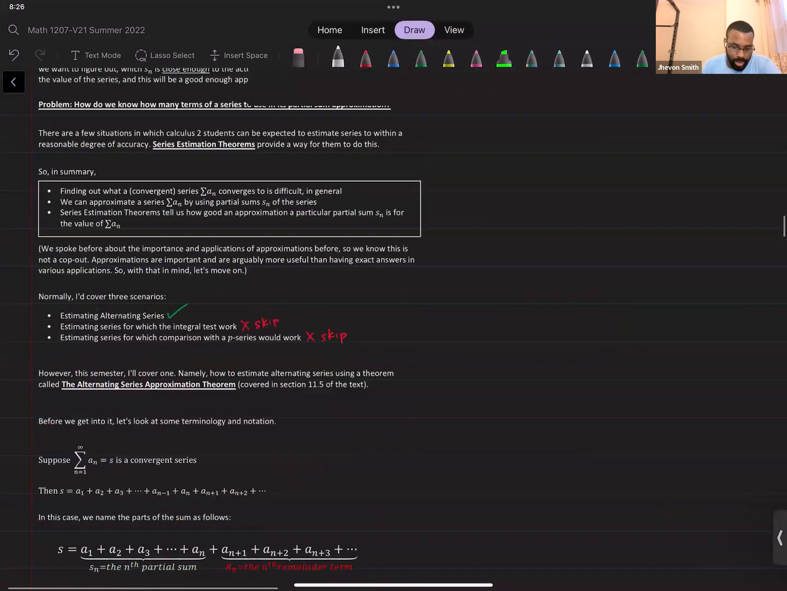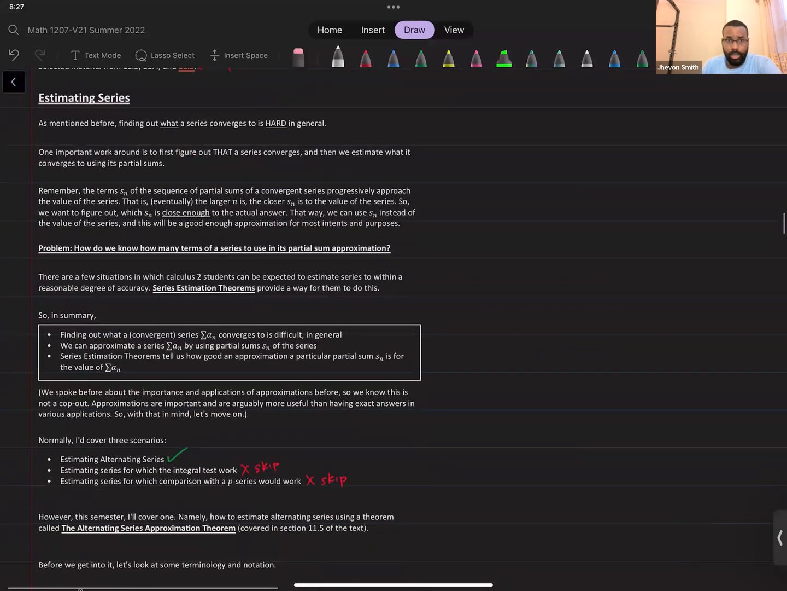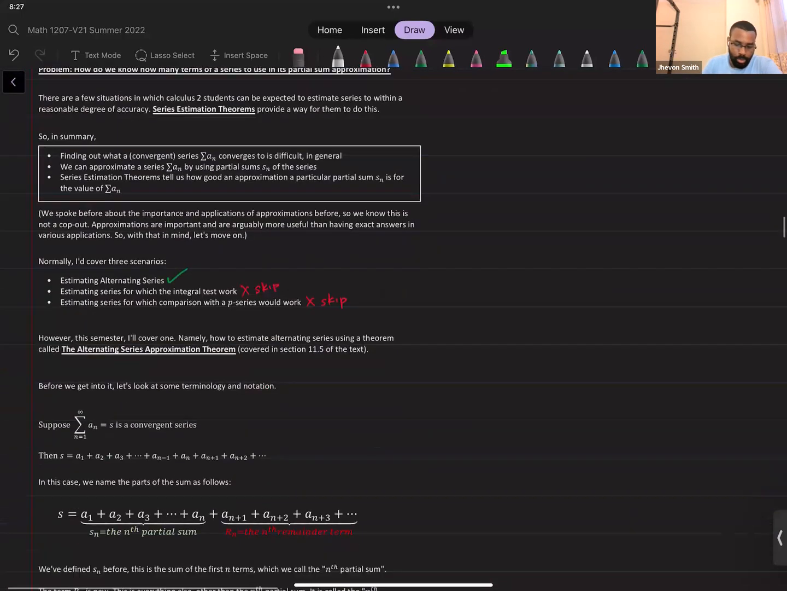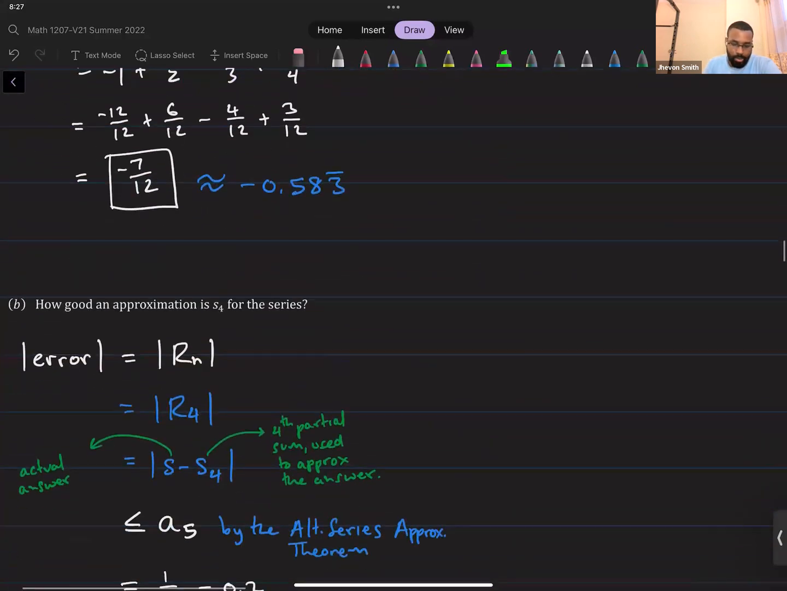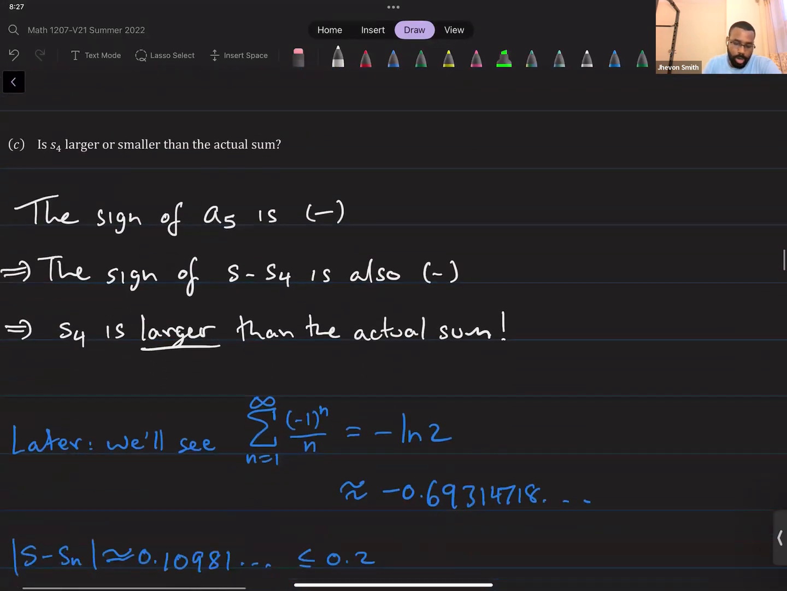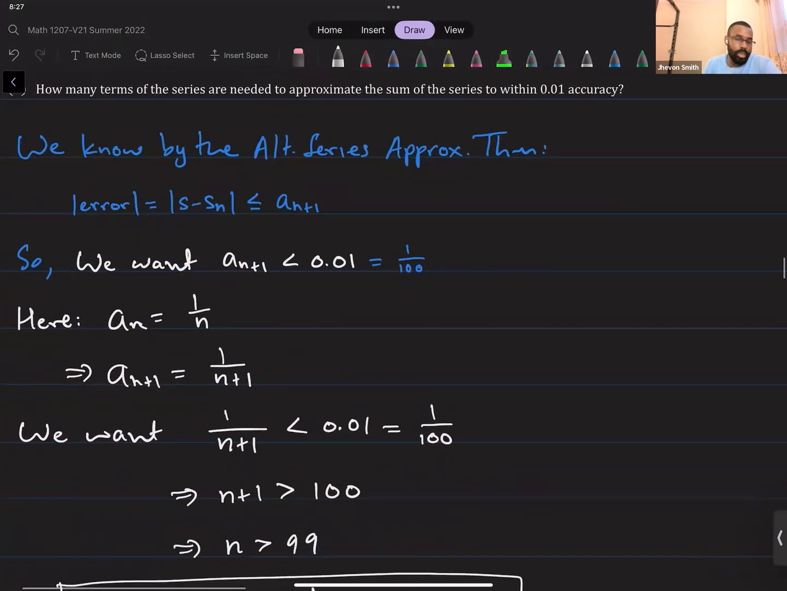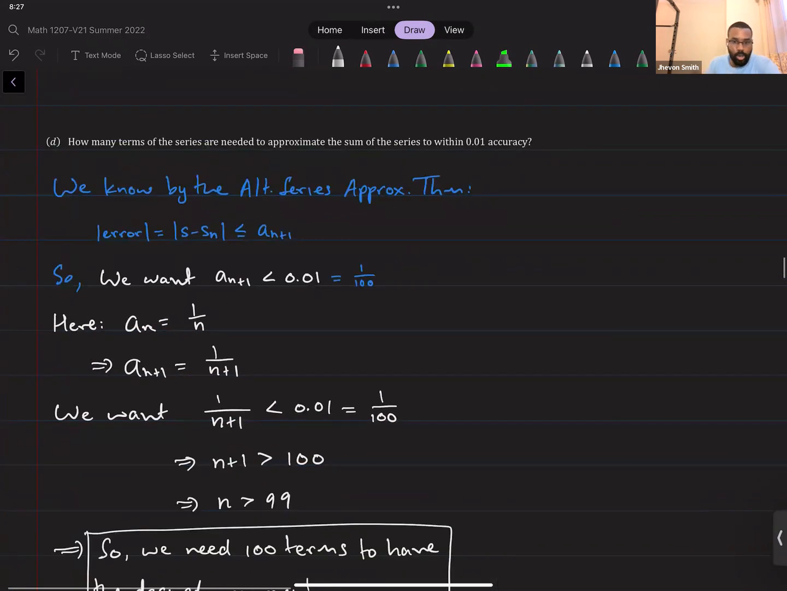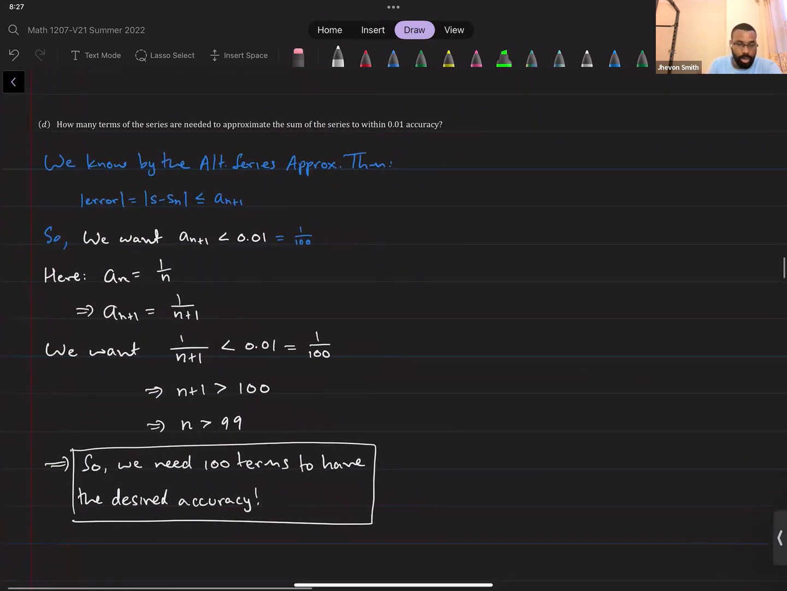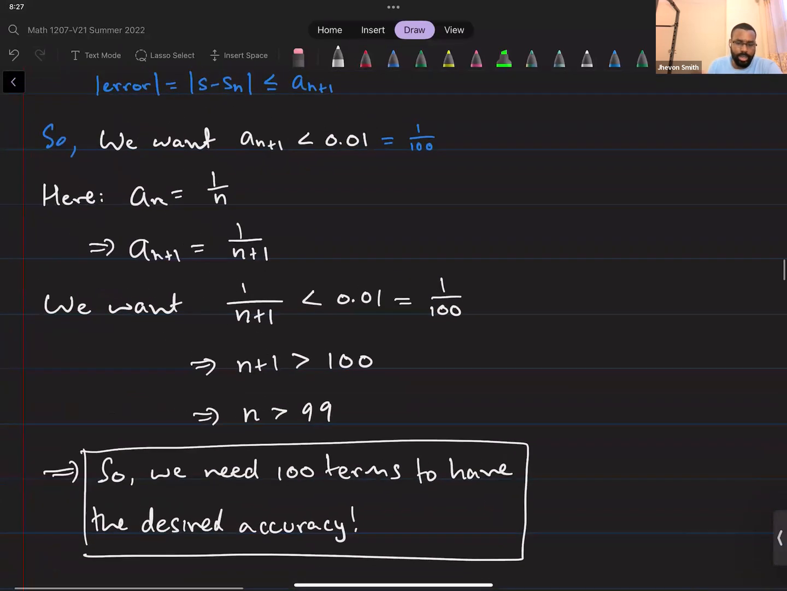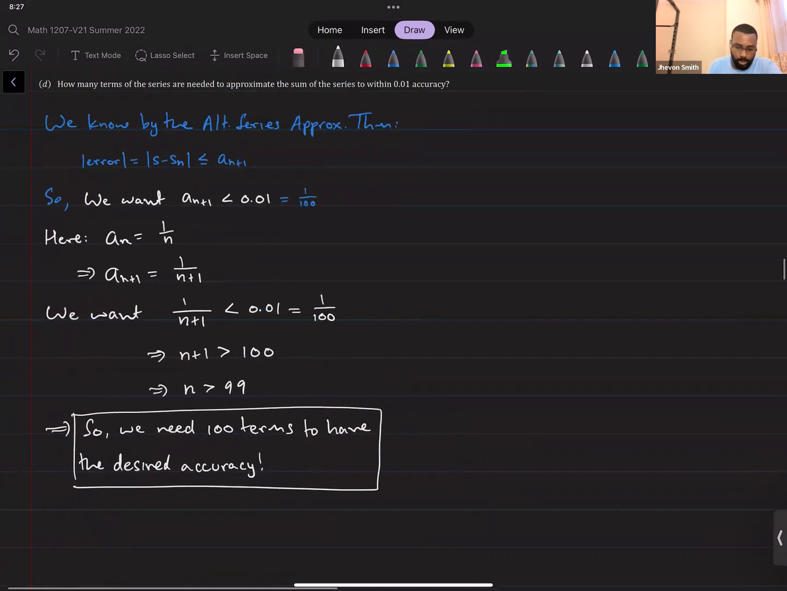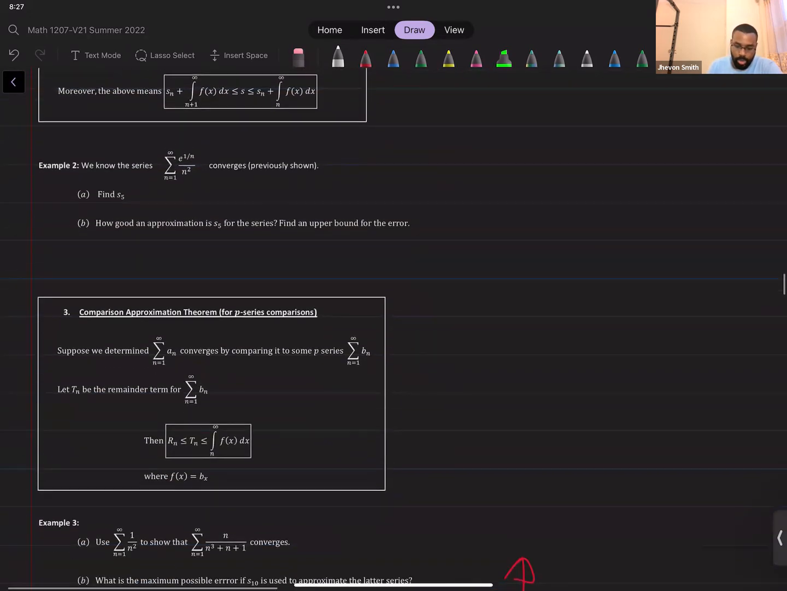So yeah, we have that. And that kind of ends our discussion on estimation of series. There's only one scenario I'm going to ask you to estimate series in, where I'm like, okay, we don't know the real answer, but get me close to this answer. Tell me how close we are. Tell me if we're bigger or smaller. And what if I wanted this to be the error? How many terms would I need? These are questions that I can ask you. And in the case of the alternating series, it shouldn't be difficult. There's no calculus here, right? It's just solving inequalities.